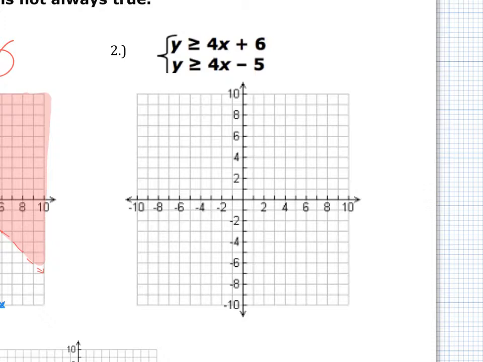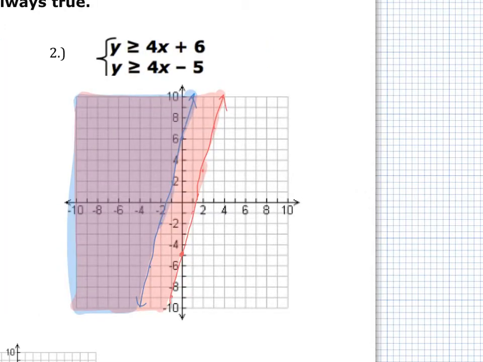Go ahead and unpause when you've completed graphing these. Okay, so on this one, when you plug 0, 0 in for this, which is this blue line here, you get 0 is greater than 6. Not true, so we shade to the left of the blue line. On the second one, I get 0 is greater than -5. That is true, so we also shade to the left of the red line.